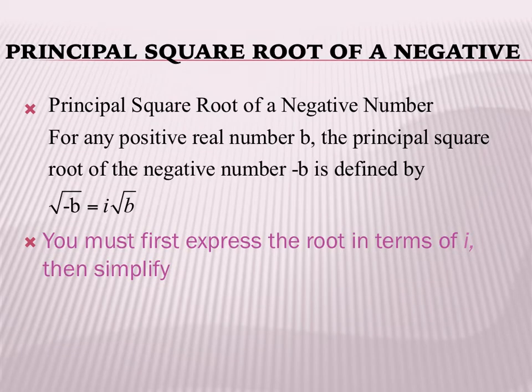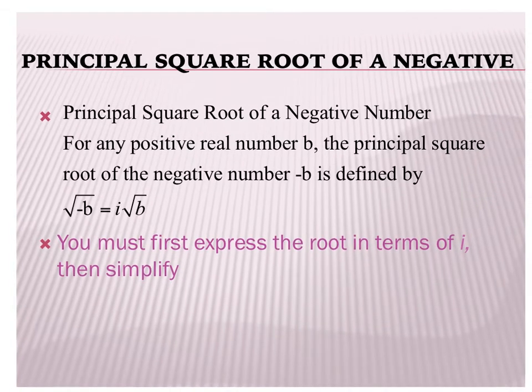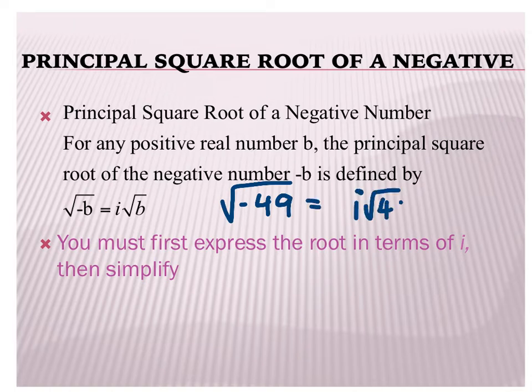All right, so the principal square root of a negative simply says that for any positive real number b, the principal square root of the negative number negative b is defined by the square root of negative b equals i times root b. This is basically what we talked about at the very beginning of the lesson. If we had the square root of negative 49, this would be the same thing as saying i times the square root of 49, or 7i.